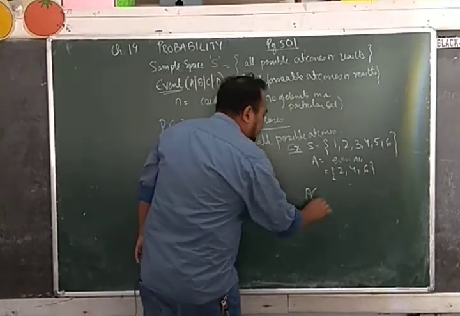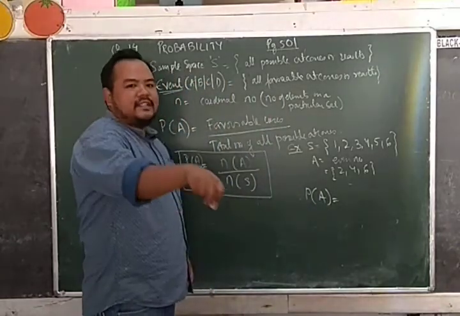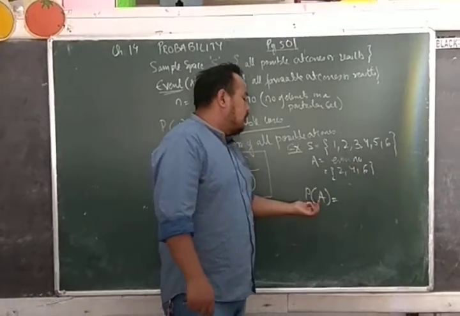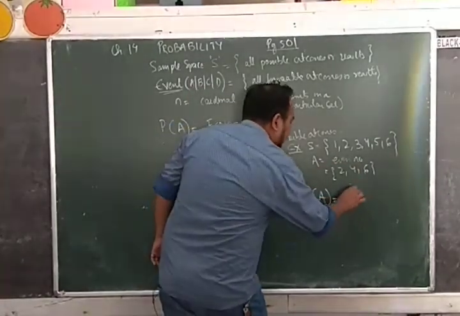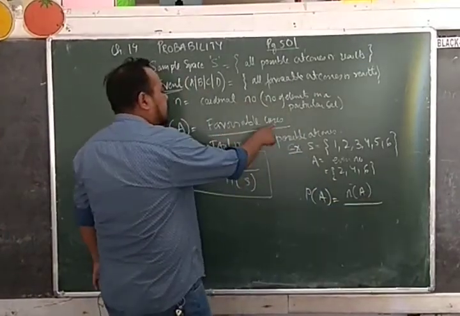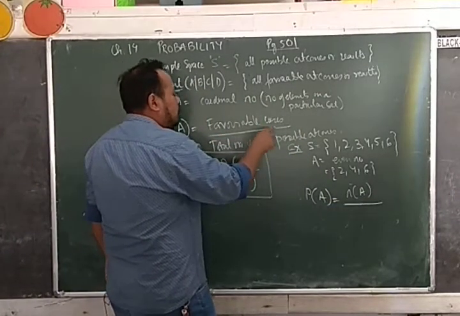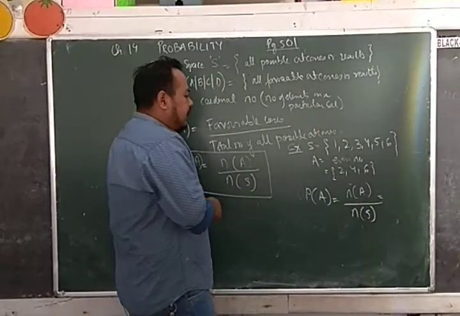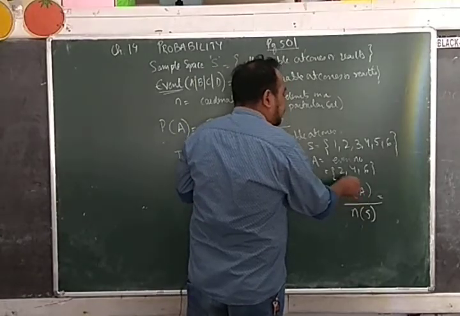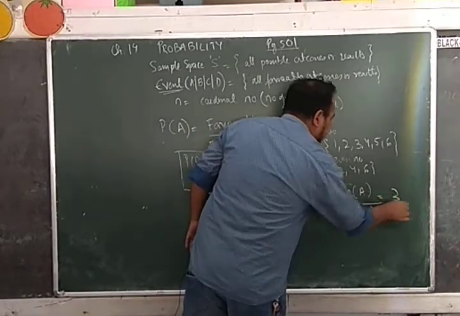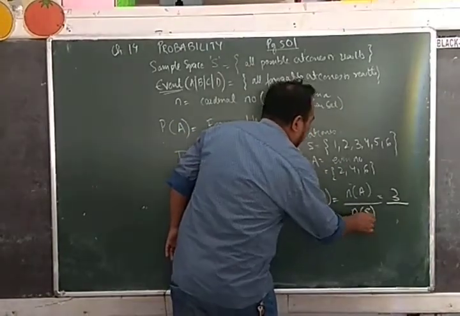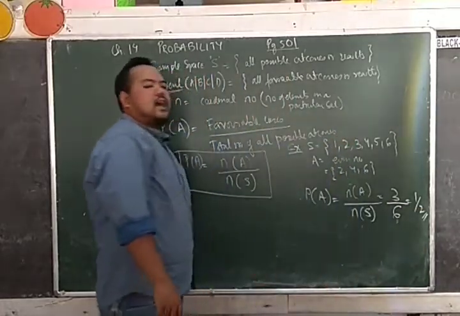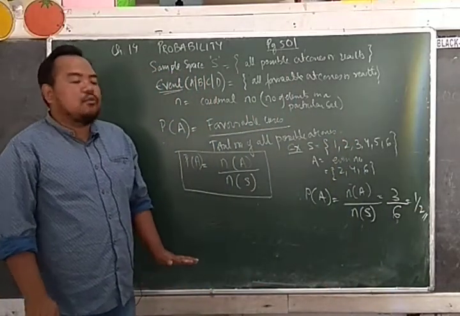So probability of A means, when I roll a die, what is the chance that I will get an even number? What is the formula for probability of A? It is n of A, the favorable cases, divided by n of S, the total number of all possible outcomes. What is n of A? The number of favorable elements: 2, 4, 6, that is 3, divided by n of S. The total outcome is 6. So the probability of getting an even number is 1 by 2. That is half the chance. That is how you define a probability.